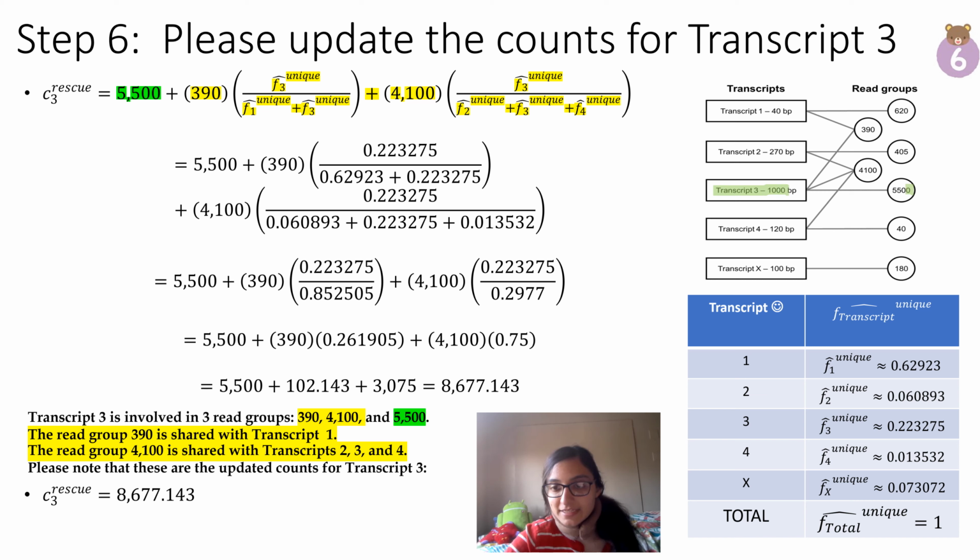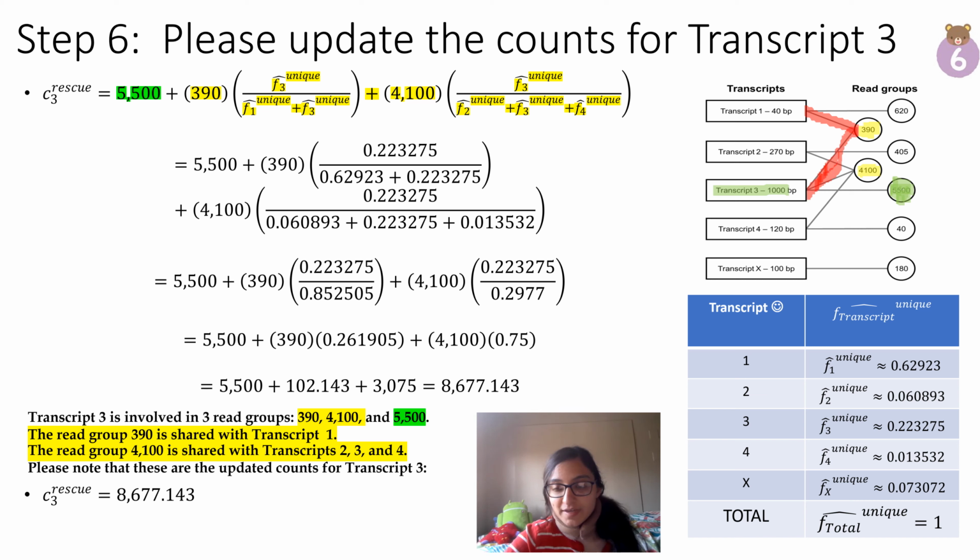what it really has to itself is this 5,500. That's quite a bit of reads, right? 5,500. Okay, great, so it's got a lot of the reads, but it shares 390. This is the group that it's sharing. It's sharing 390 with transcript 1.